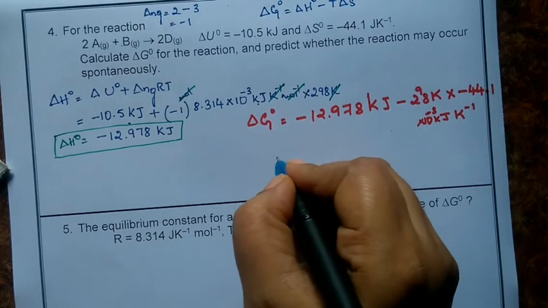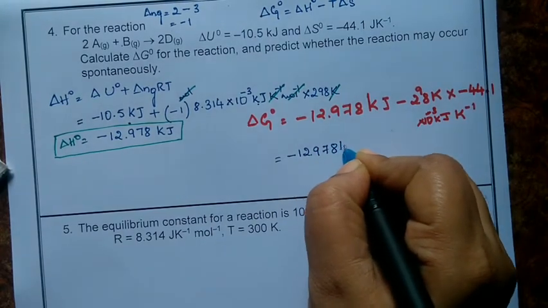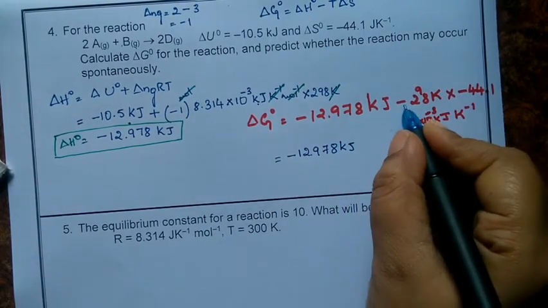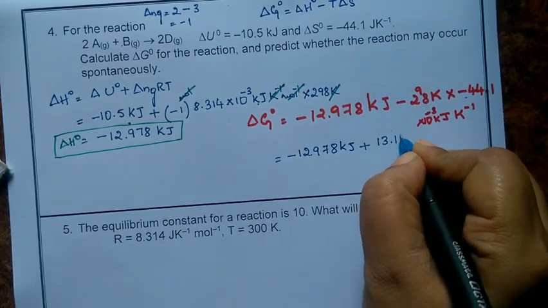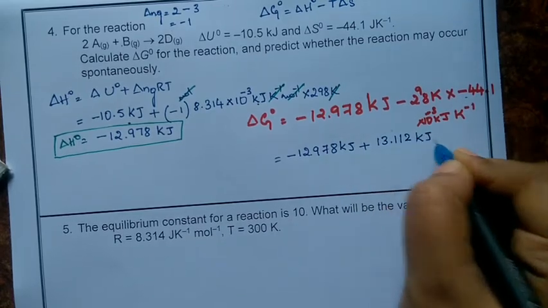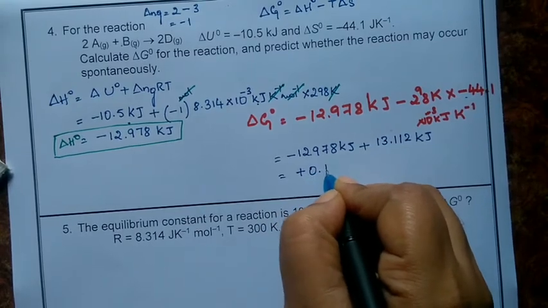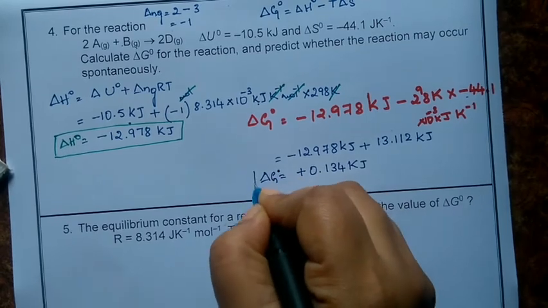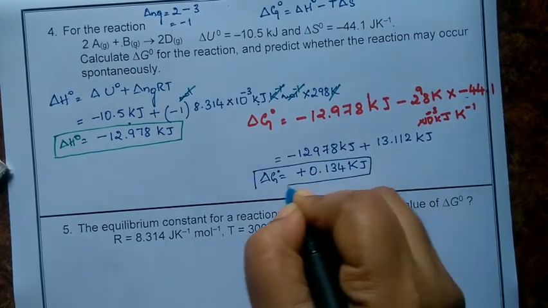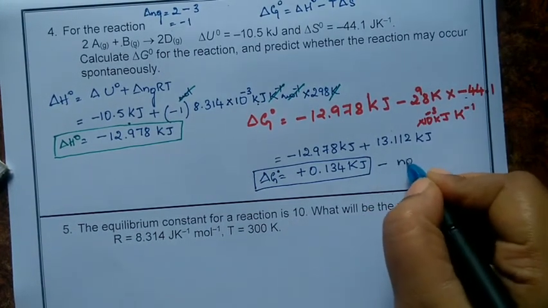If we solve, we have minus 12.978 kilojoule, and minus into minus becomes plus. So it is 13.112 kilojoule, which gives the answer plus 0.134 kilojoule. So the delta G naught value is plus 0.134 kilojoule. It is positive, delta G is positive, so that's why the reaction is non-spontaneous.